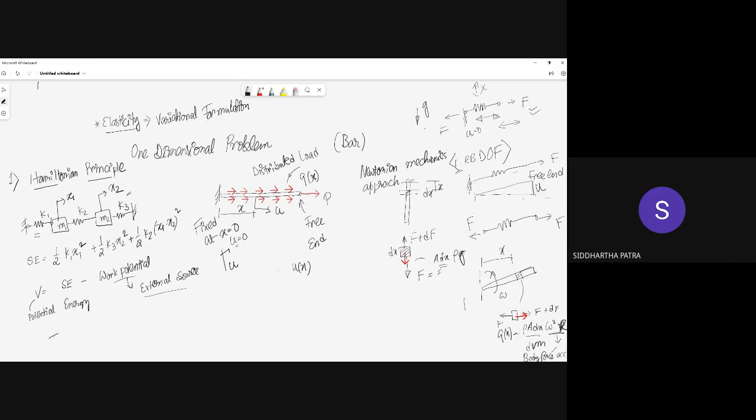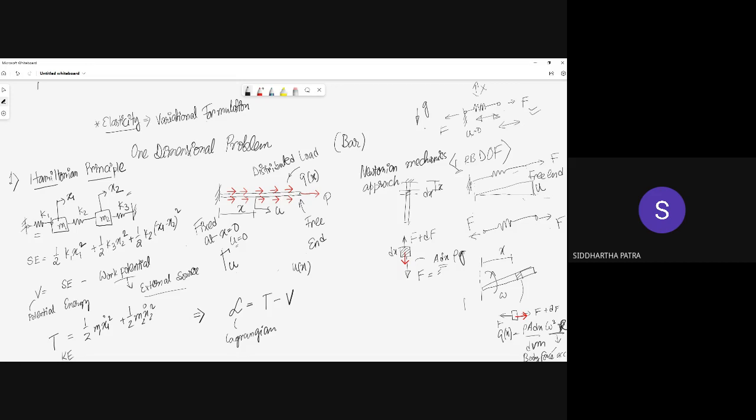Now, this thing is the kinetic energy, and the kinetic energy would simply be half m1 x1 dot squared plus half m2 x2 dot squared. Yes, m1 and m2, correct. Now you define something called the Lagrangian, which is essentially the kinetic energy minus the potential energy.